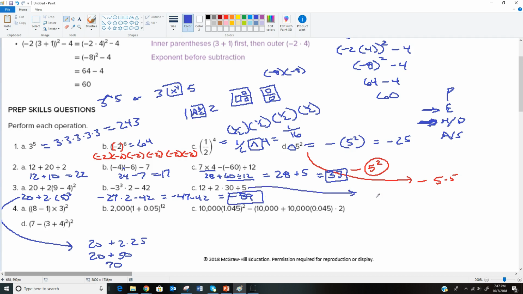Take this one over here. We've got 12 plus, I'm going to do the 2 times 30 first, which is 60. We still have a divide 5 on the end. I'm going to do this division before I add. So 60 divided by 5 is 12. And 12 plus 12 is 24. So 3c is 24.